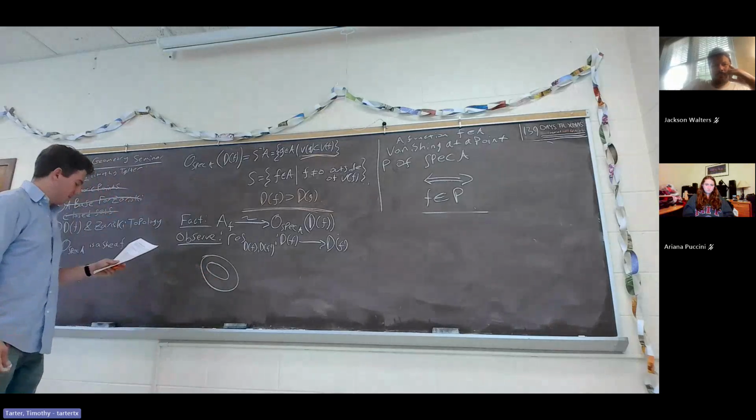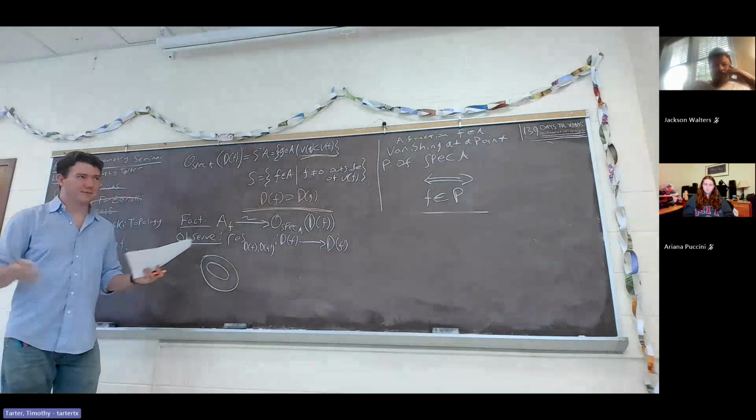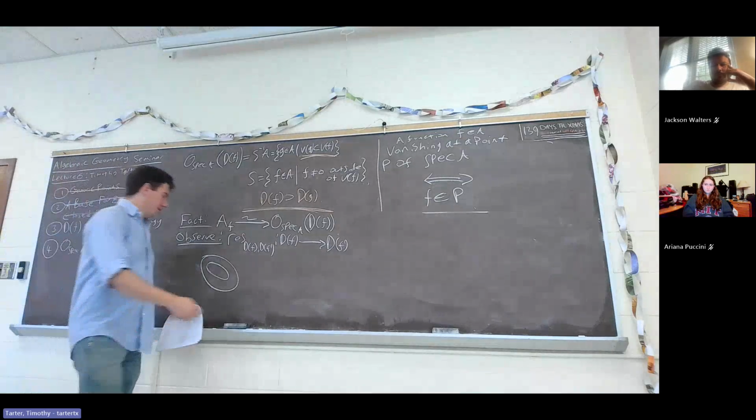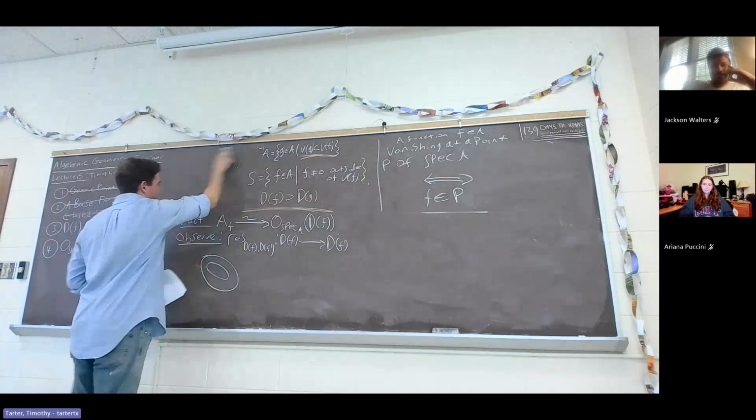So this is the idea of a restriction map. Clearly restriction maps commute because they work in the way that you want them to. And so we have a pre-sheaf. So the structure sheaf is, if nothing else, a pre-sheaf.